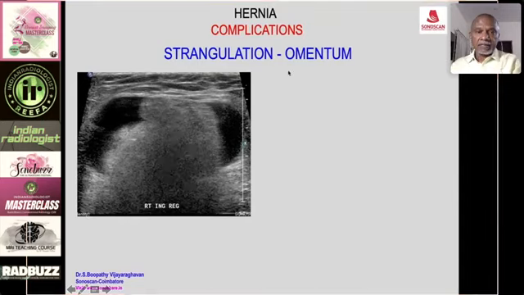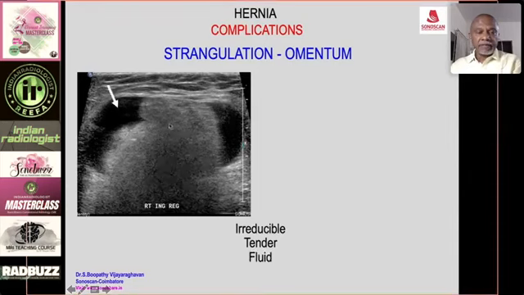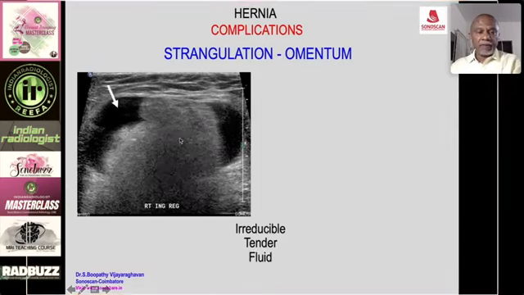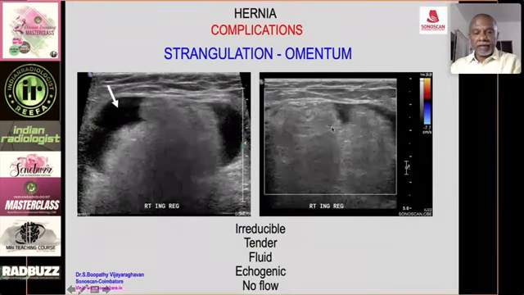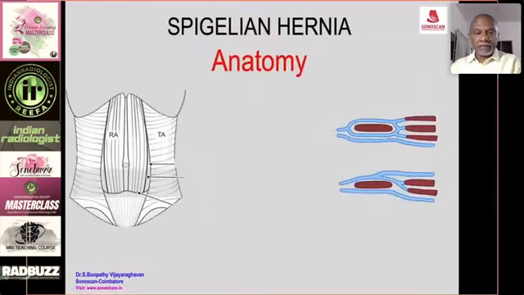Strangulation can happen even if the content is omentum. So it is irreducible and tender. There is fluid in the sac. Content is omentum. And when you put on color, there is no flow in the omentum. So that is strangulation containing omentum.